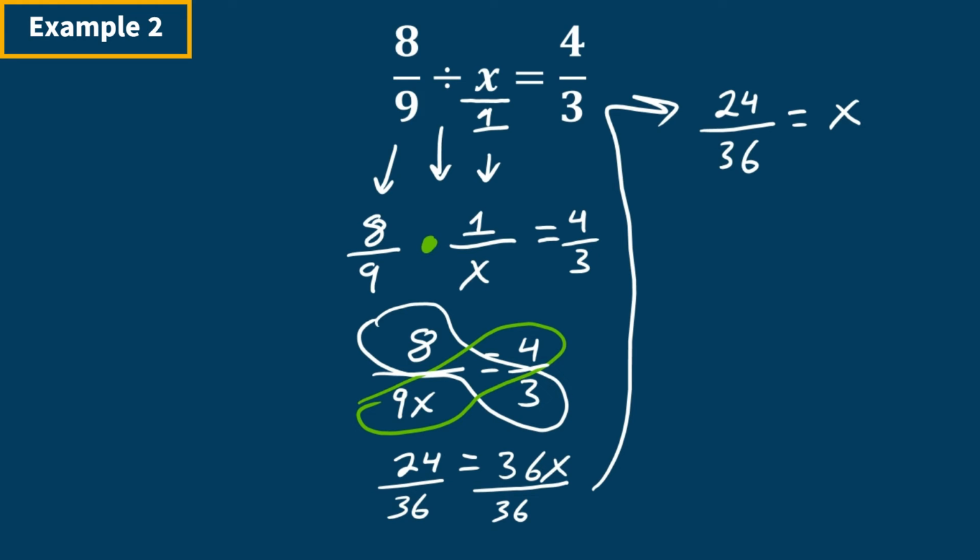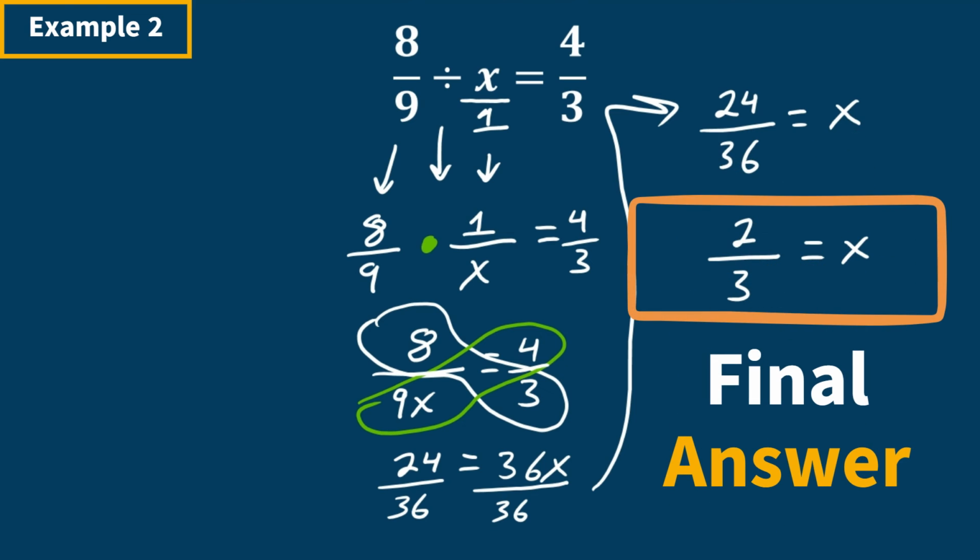Now we check if we can simplify. In this case, we can. We can actually factor out 12 from both of those numbers. So factoring out a 12 from 24, we'll have 2 left. And then 12 from 36, we'll have 3 left over. That is going to be equal to x. Since we can't simplify any further, this is going to be our final answer.